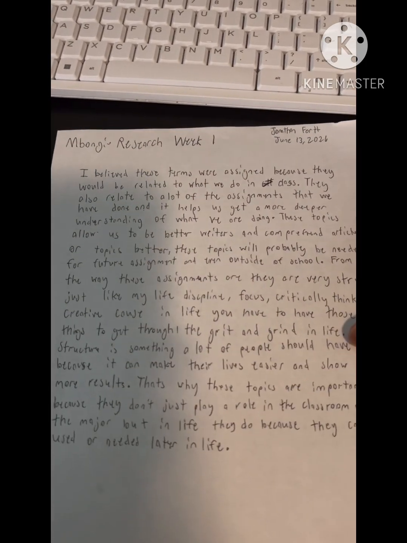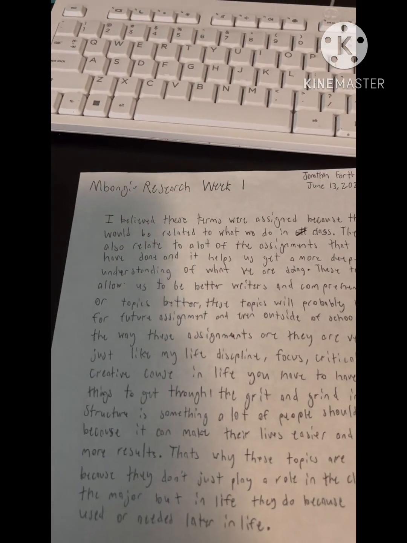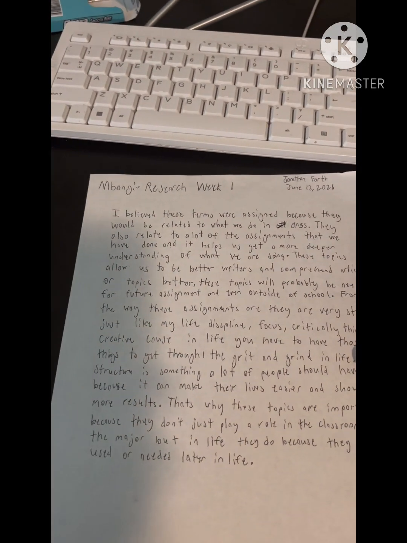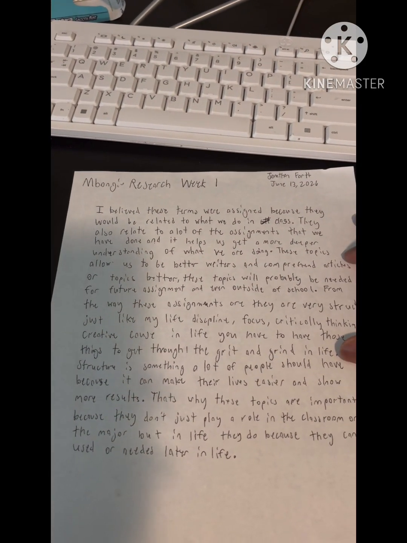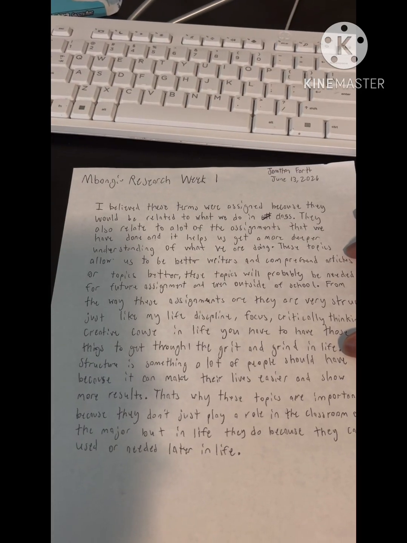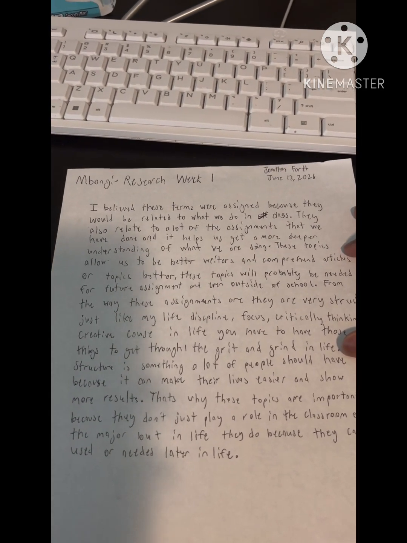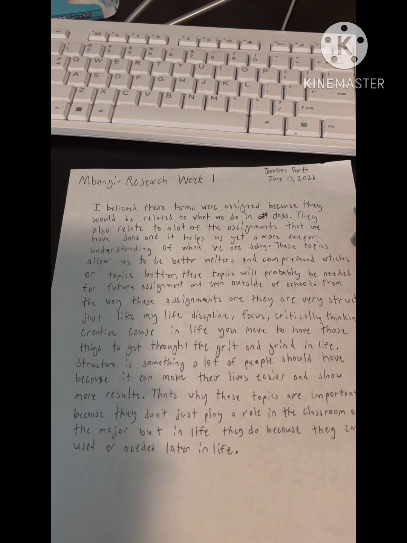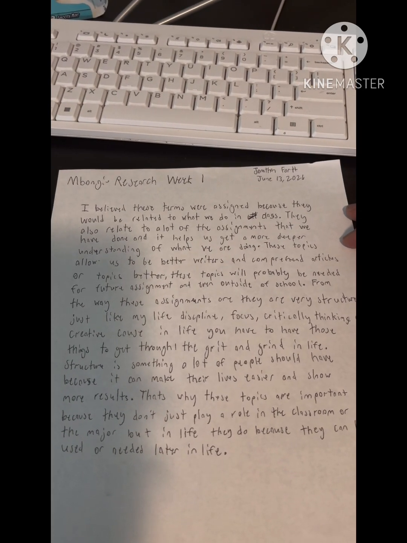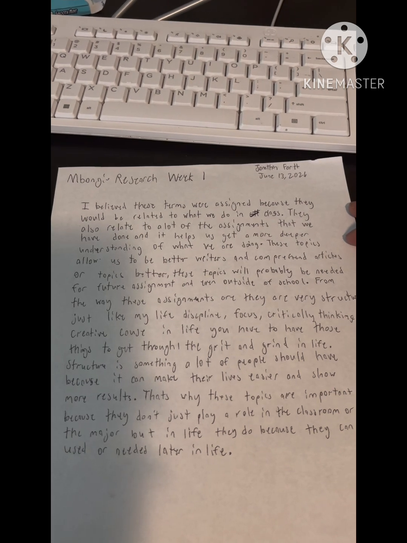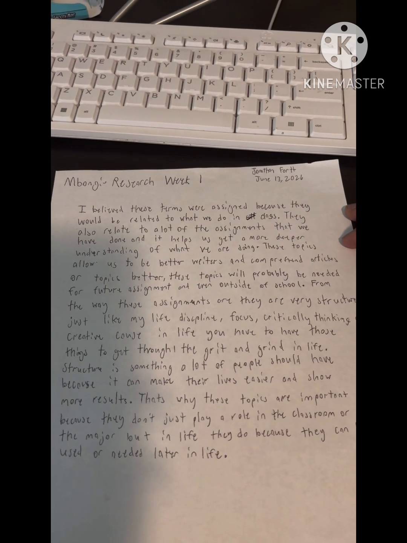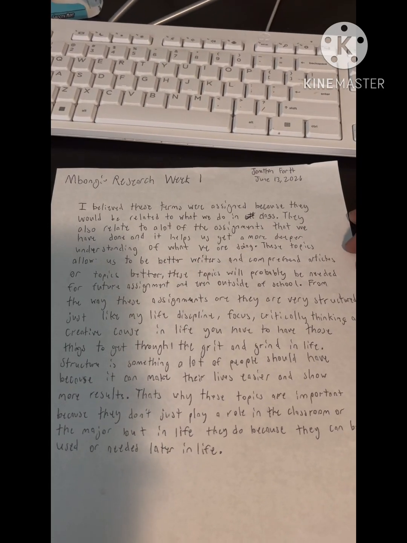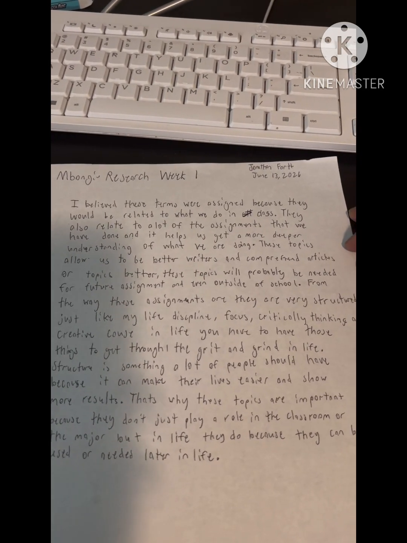Okay, so this is the paragraph that I have. And I believe these terms were assigned because they would be related to what we are doing in class. They are also related to a lot of the assignments that we have done, and help us to get a deeper understanding of what we are doing. These topics allow us to be better writers and comprehend articles better. These topics will probably be needed for future assignments and outside of school.